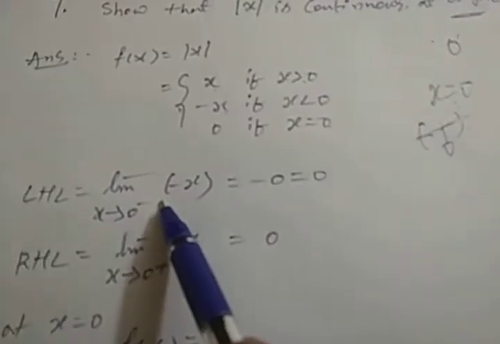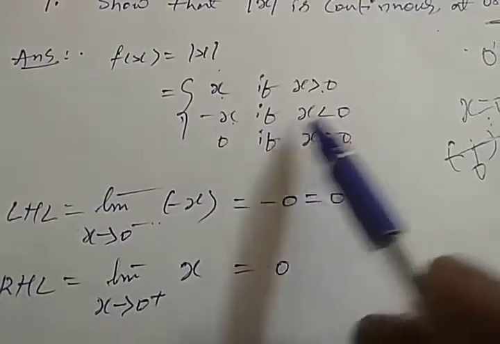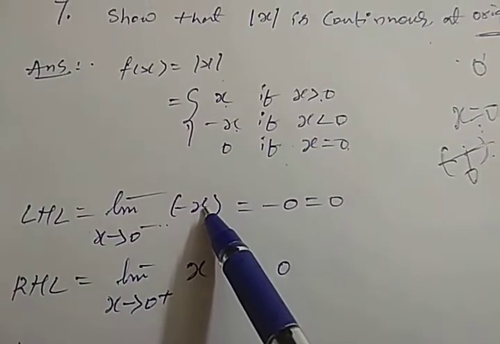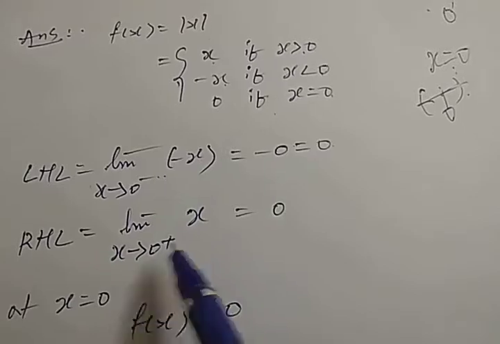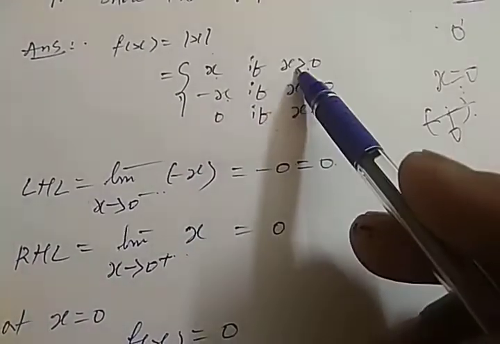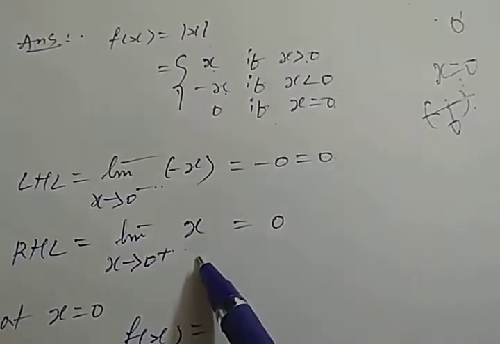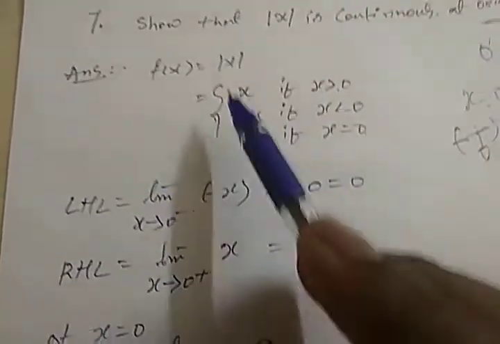Now let us take the left hand limit, as x tends to 0 minus, which is less than 0. For less than 0, the function is defined as minus x. If you apply the limit, minus 0, which is equal to 0. Now the right hand limit, as x tends to 0 plus, which is greater than 0. For greater than 0, the function is defined as x. If you apply the limit, you will get 0. At exactly 0, f of x is defined as 0, so f of 0 is 0.